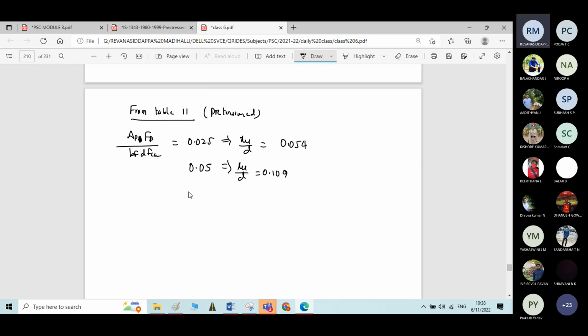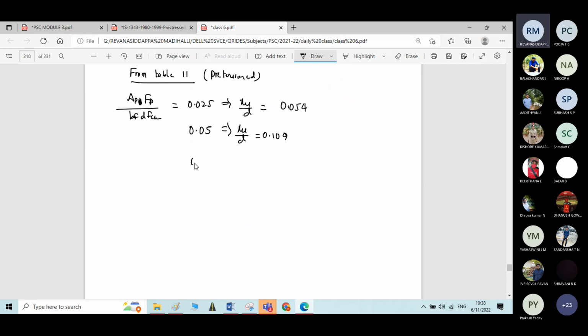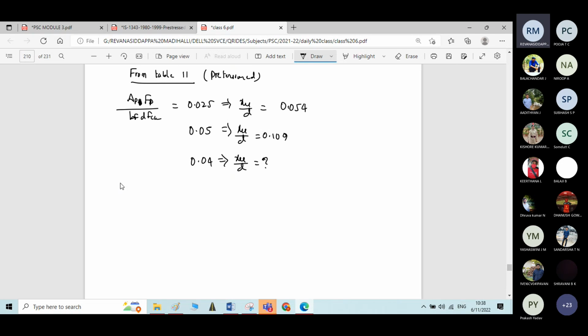Okay, so we need the value for 0.04. We have the ratio 0.04, and we want the value for 0.04. Now we can do the interpolation and get the value for 0.04. So after interpolation, the corresponding XU by D that you get is 0.087.